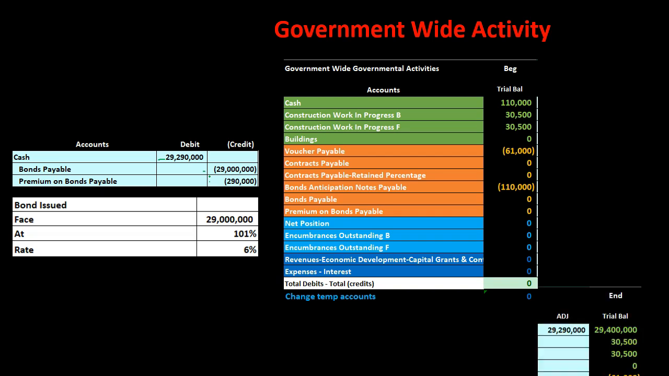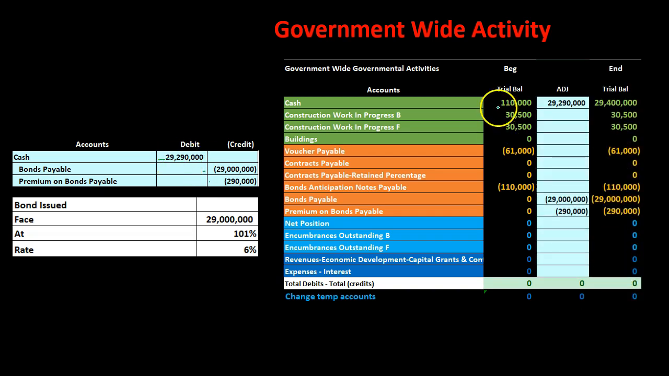Recording this in the government-wide activity then, cash increasing, so cash is going up with a debit. Then we've got the bonds payable down here. It's going up in the credit direction. And then we have the premium on the bonds payable going up in the credit direction as well. Now that we have the government-wide activity on the accrual basis, we want to pick it apart and say, okay, what's going to happen on the fund accounting side? This is going to go to the capital project fund, because that's why we issued the bond, so that we can finance the capital project.